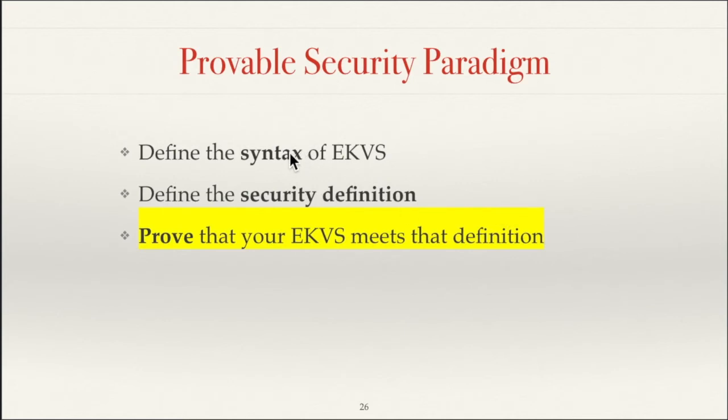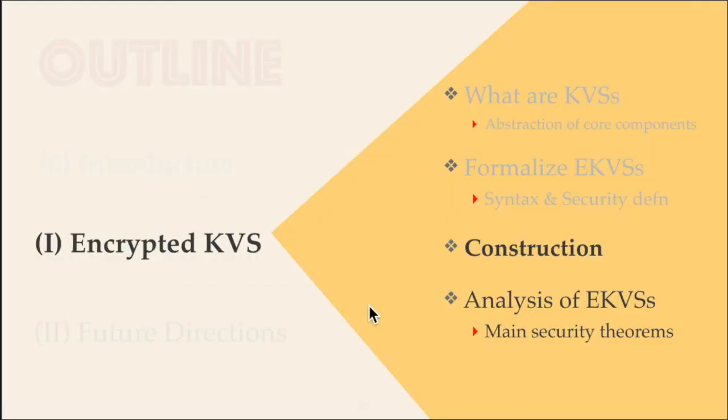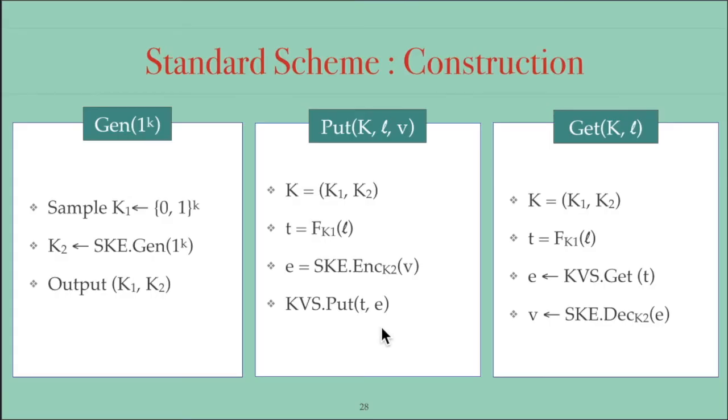So now that we have our syntax and our security definition, we would prove that our EKVS construction meets this definition. Of course, the first thing I need to do is to describe this construction, which we will then prove to be secure. Okay, let's see how the construction works. The first protocol is the GEN protocol. It samples two keys, K1 and K2. K1 is essentially the key that we'll use for the PRF, and K2 is an encryption key. And the GEN protocol then outputs both K1 and K2.